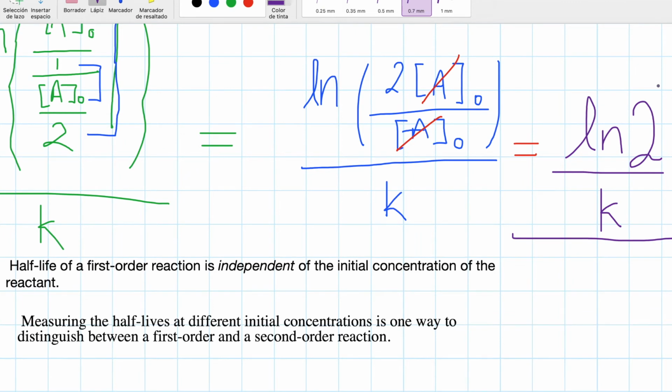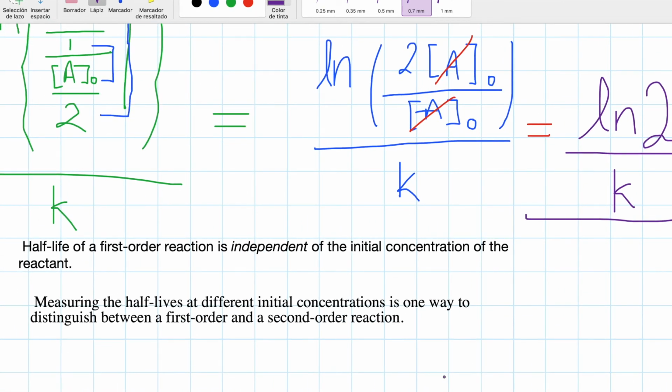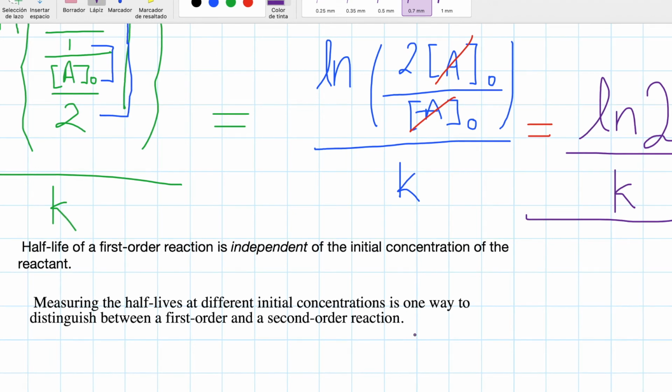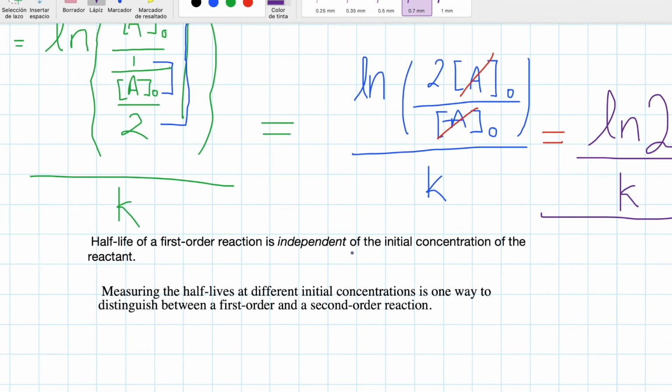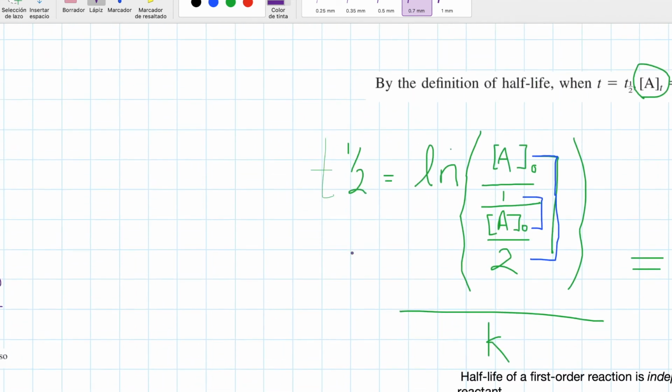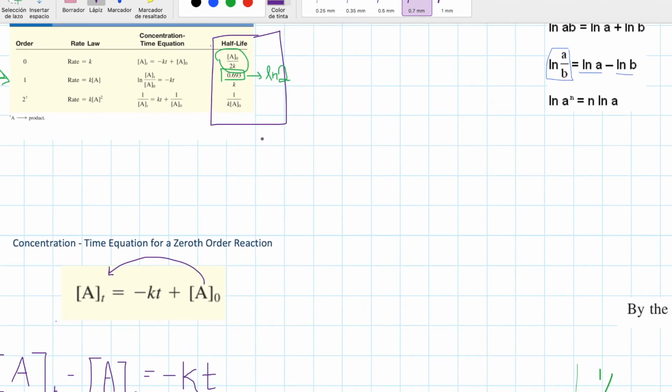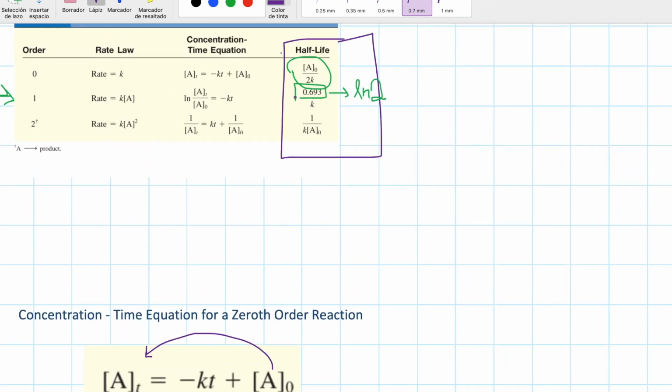Okay, so as we can see, the half-life of a first order reaction is independent of the initial concentration of the reactant. There is no initial concentration in the half-life formula. So measuring half-lives at different initial concentrations is one way to distinguish between a first order and a second order reaction, which we'll be seeing later.